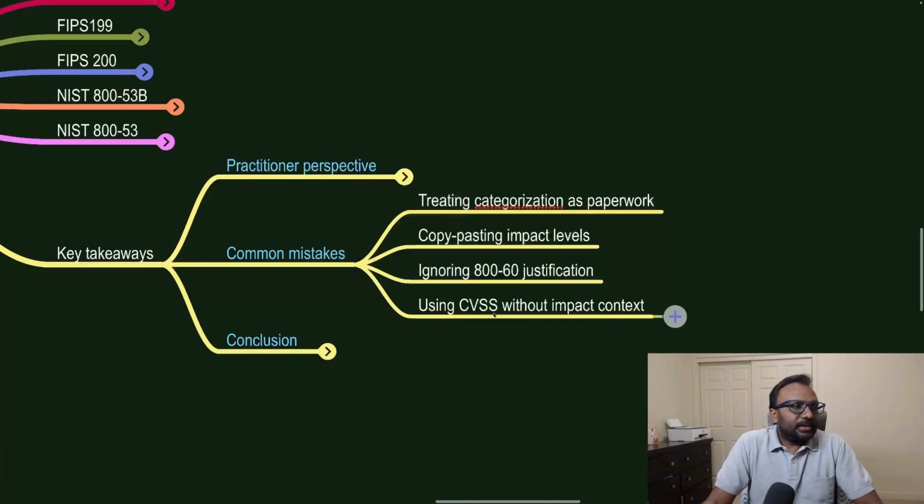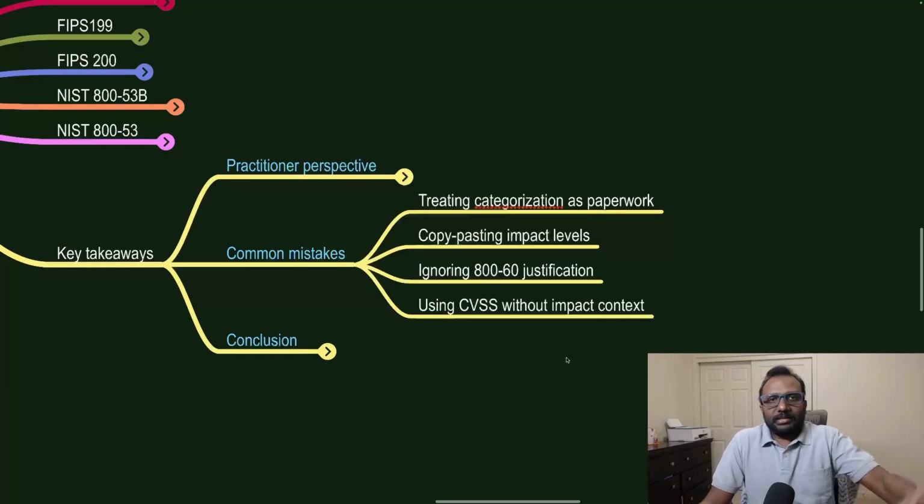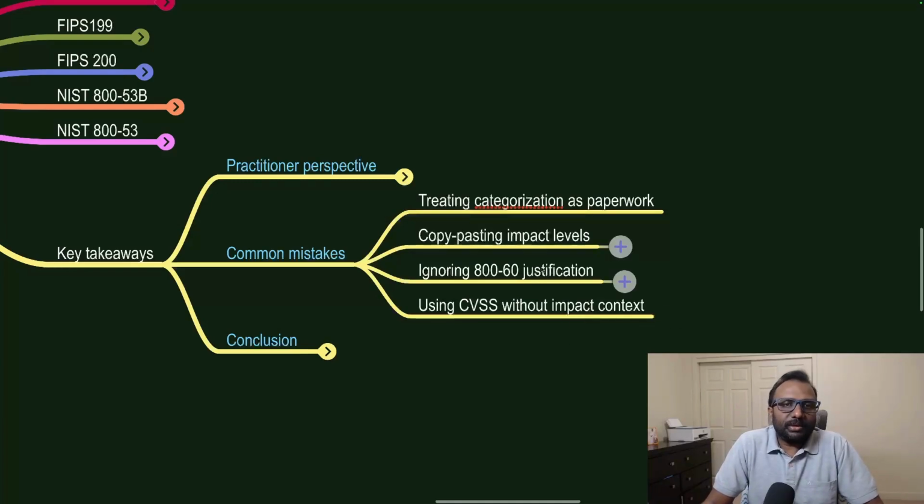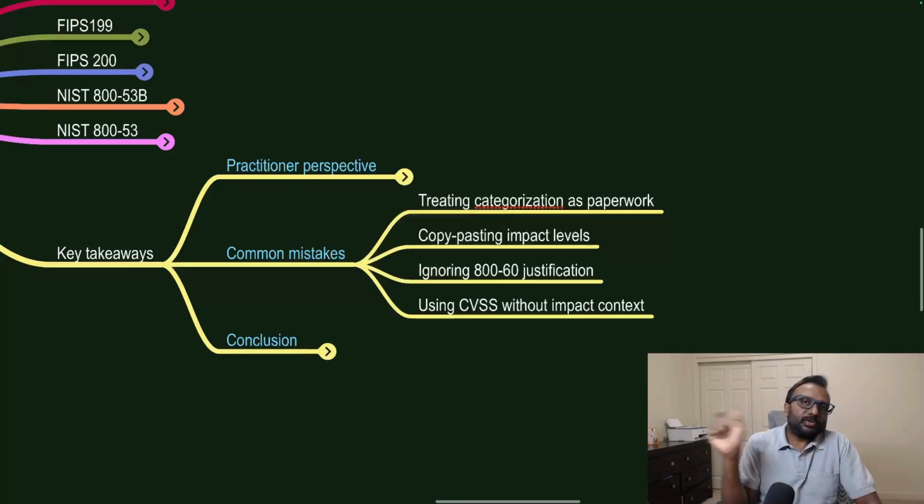Then using CVSS, we already discussed that. If we see that the impact is very high, then we immediately assign that this system's impact is also very high. No, it may not be the right answer. We need to have the proper categorization to align the CVSS or CVE scores as well.